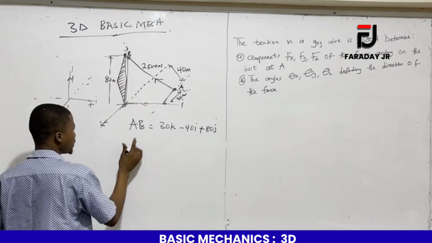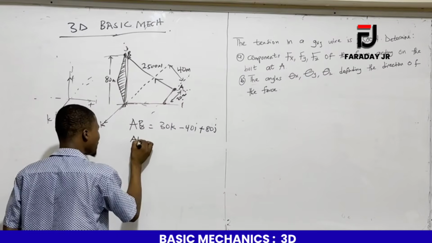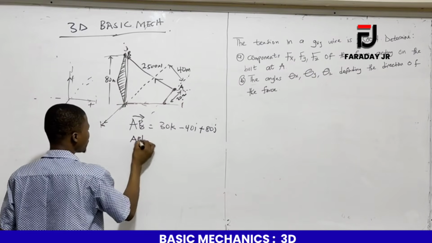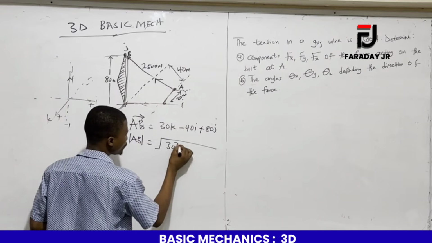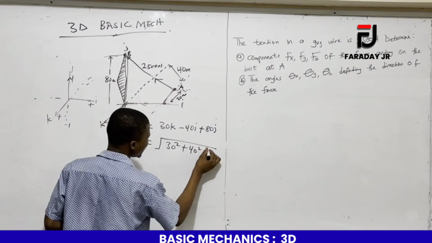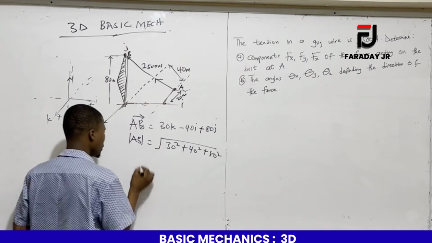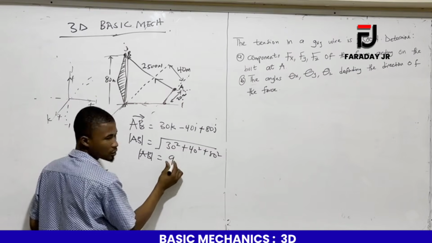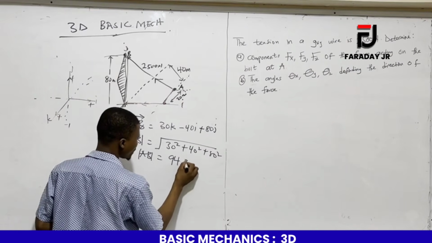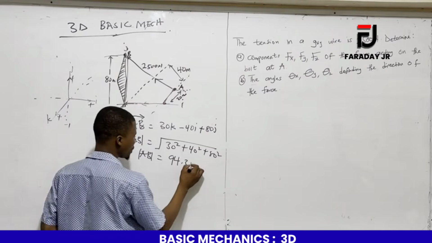So this is the vector. The magnitude of this vector will be equal to the root of this particular value squared, and then finally 80 squared. So the magnitude of vector AB will be equal to 94.3 meters. Thank you.